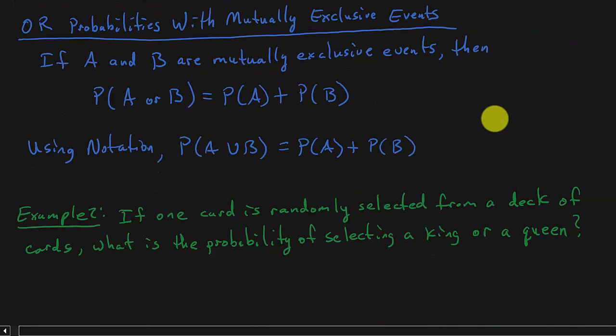And the way that you might see it written a lot is you may see it written with union. Okay, this is the same thing. It's using a different notation. So this is the probability of A union B, or you can say probability of A or B is the probability of A plus the probability of B. So if you see this or if you see this, they mean the same thing. Okay. All right.